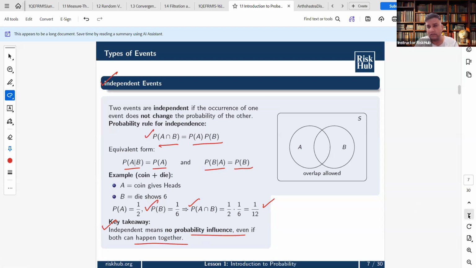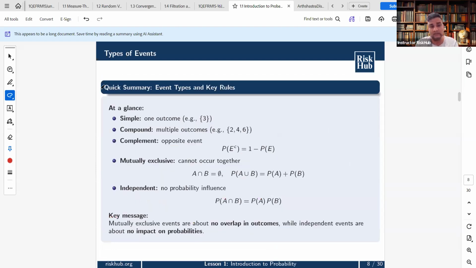Very simple, very straightforward. Till now, we are doing high school stuff, guys. Now, quick summary, event types and key rules. Critical distinction: mutually exclusive events cannot happen together. A and B have nothing in common, null.